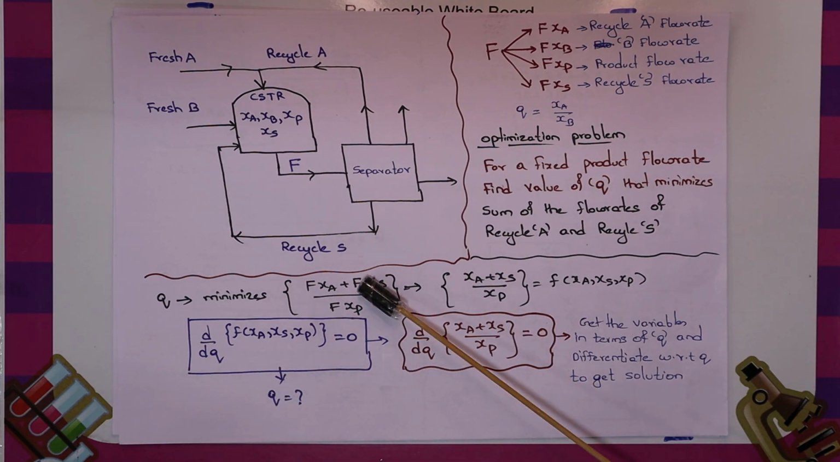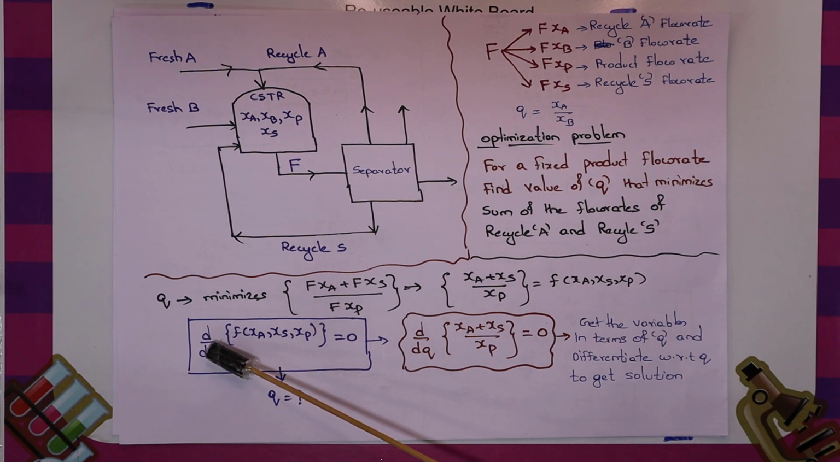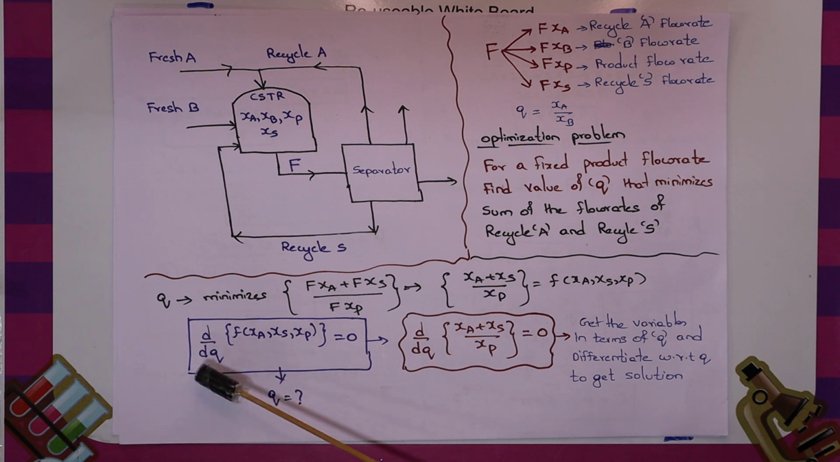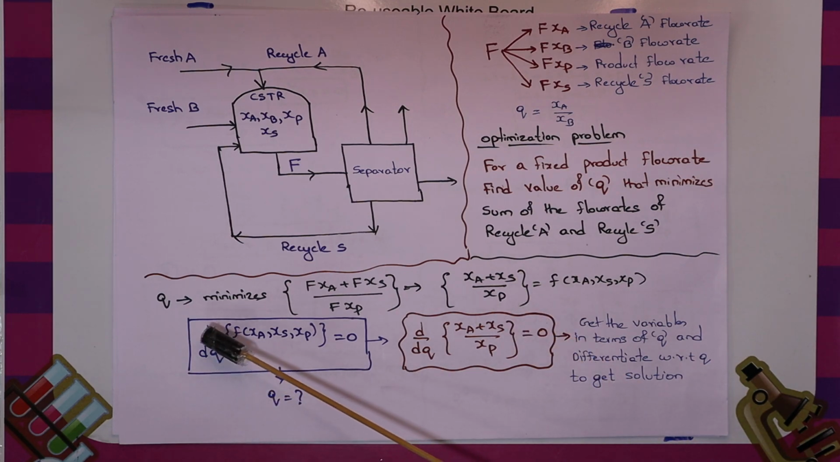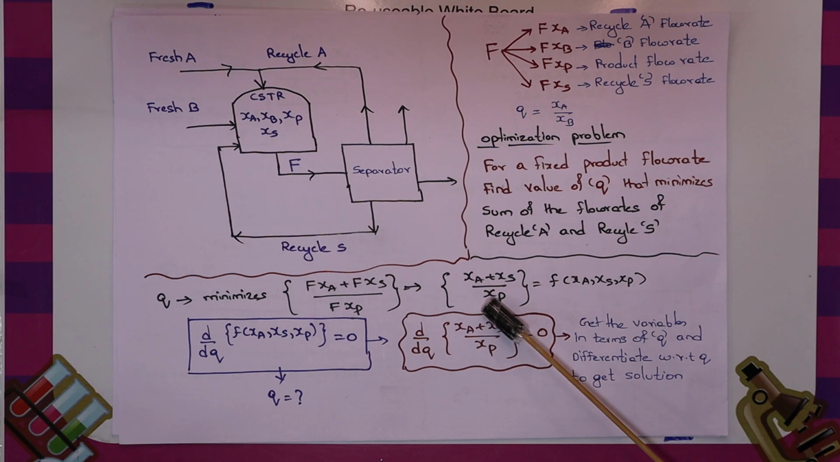For maximum or minimum, you have to find the derivative of this particular term and set it equal to 0, d by dq of this term. But here xa, xs, xp are there. How can you take the derivative d by dq of this term? It is very simple. Convert every variable xa, xs, xp in terms of q. If every term is in terms of q, then you can get the derivative of this term, which you make equal to 0.